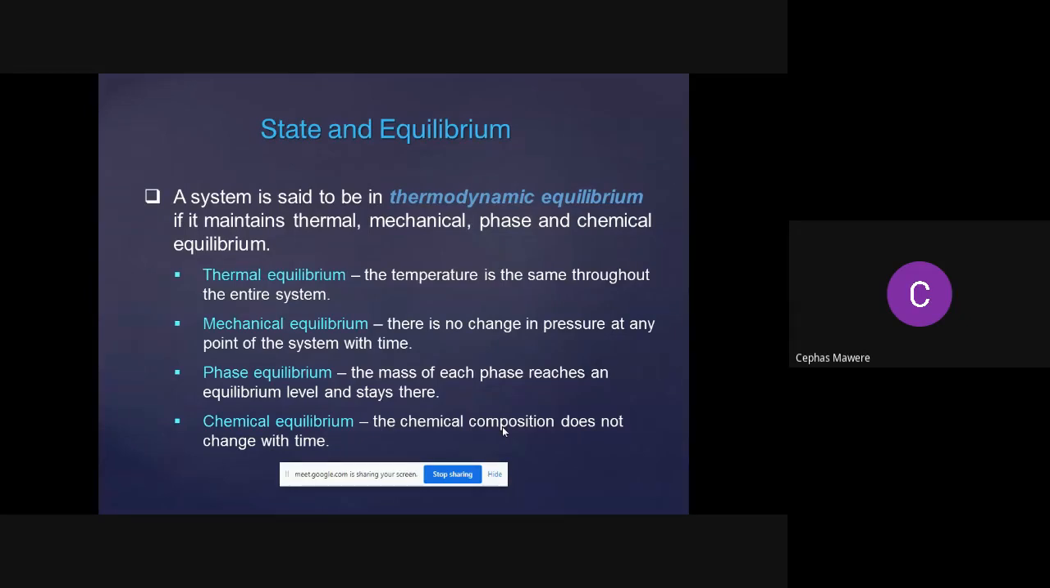Secondly, the pressure in that particular system should be constant. And hence we say, when it is constant, the system is in mechanical equilibrium. Again, if the mass of each phase in a system reaches an equilibrium level and remains there, we say the system is in phase equilibrium. And if the chemical composition does not change with time, we're simply saying the system is in chemical equilibrium.